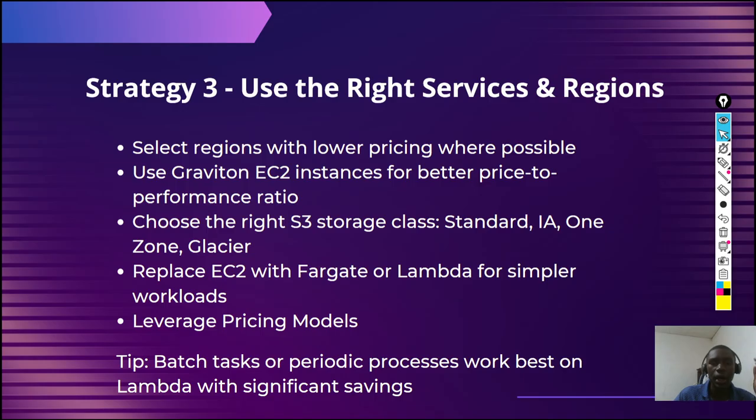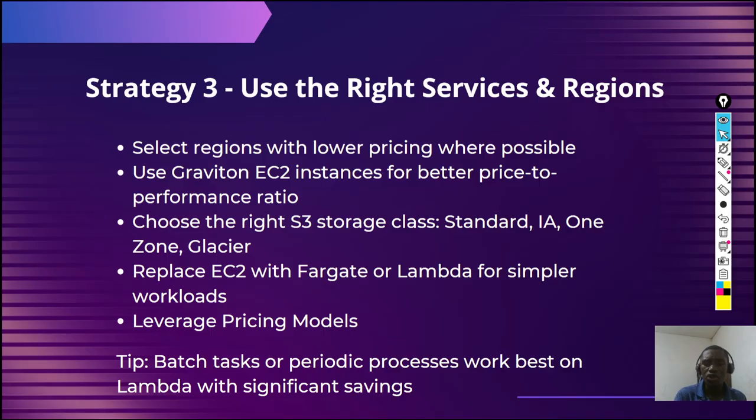As I said earlier, if you are running an application that does not have heavy regulation on it, or there is not a huge amount of compliance issues and all the rest, you can always select a region with lower pricing where possible. And you can use Graviton EC2 instances for a better price-to-performance ratio. Graviton EC2 instances are a type of instance developed specifically by AWS, and they can give a discount of maybe up to 90% when you use them, right? You can use these instances. They are going to help you reduce your spending in AWS.